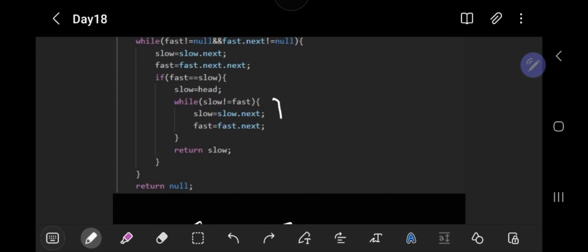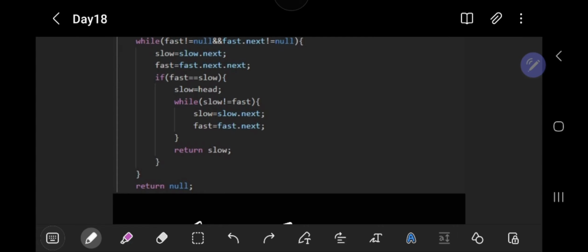Now, while slow does not equal fast, while the slow and the fast do not meet each other again, just move slow by one step further and move fast by one step further. So when does this while condition end? When they meet again together. So you should be returning slow, or you can also return fast, because when does this while condition end? When slow equals fast. So it does not matter if you return slow or fast, they both are at the same node and they both will be returning the same node.